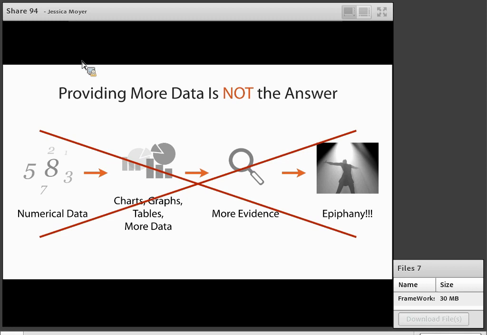What's likely to happen, and what we see actually happen over and over again, is that those numbers become fodder for what we just saw, which is they become something that we tell our own stories about.